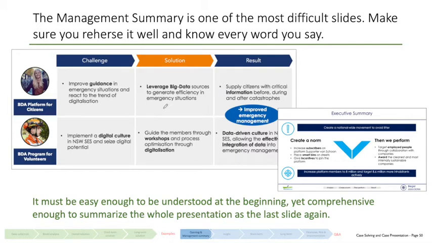The management summary is one of the most difficult slides, I believe. There are different types. The left side is a type where you state the two solutions that you've come up with: the platform for citizens and the program for volunteers, which address the two biggest challenges you currently have, guidance as well as the digital culture of the volunteers. The actual solution would be leveraging the existing data that you have, and for the volunteers you would offer workshops and digitalization features, which overall lead to citizens being better informed before, during, and after events, as well as a data-driven culture that attracts more volunteers. Overall, it's an improved emergency management enabled by the platform for citizens as well as the program for volunteers.